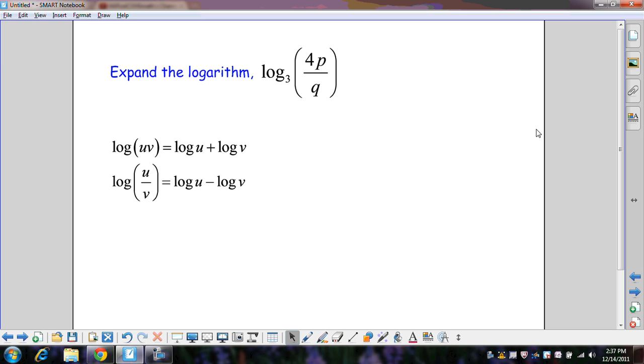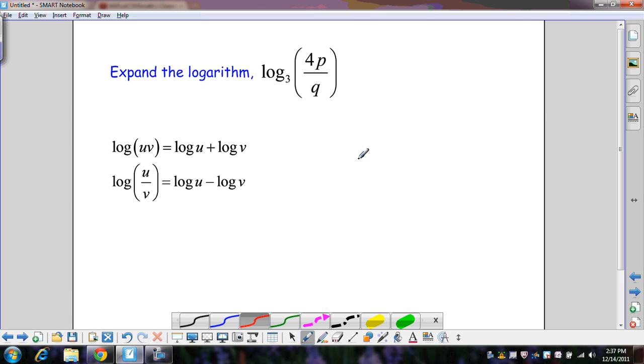So anytime we are multiplying two pieces, as I can see here, if I'm expanding the log, I'm going to do so by creating the sum of two logs. Whereas anytime I am dividing two pieces within a log, I'm going to expand it by doing the difference of two logs. So I'm going to use those two properties to expand this example here.